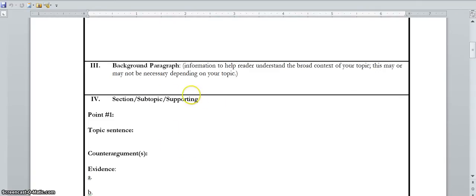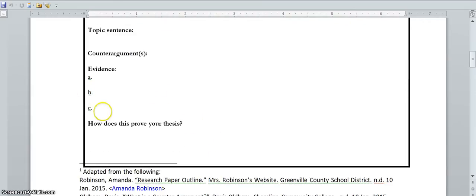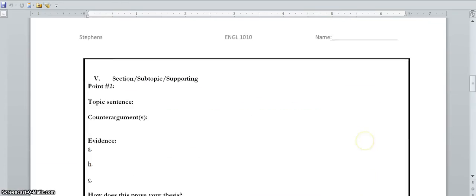As far as the supporting points that you use, you want to make sure you state what the point is. Provide a topic sentence, what you might consider writing as a good topic sentence. If you have any counter arguments that you need to address regarding this point, then you want to write that here. And you want to give evidence, actual evidence. And then you want to explain how this point, this information proves your thesis. And you want to do that for every supporting point that you discuss.